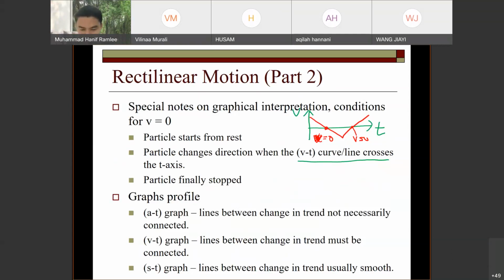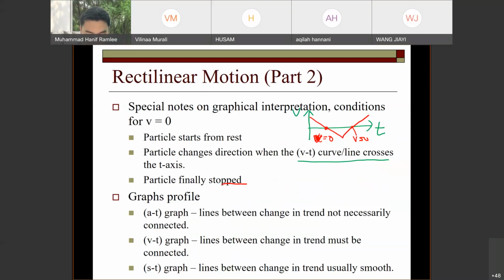So the example: the particle changes direction when the VT curve or line crosses the t-axis, like this example. And the last one is the particle finally stops, of course. So there are three conditions you have to remember. Why do we need these conditions? Of course, you need them to develop the equations of displacement, velocity, and acceleration. So you will go through the example and exercise.